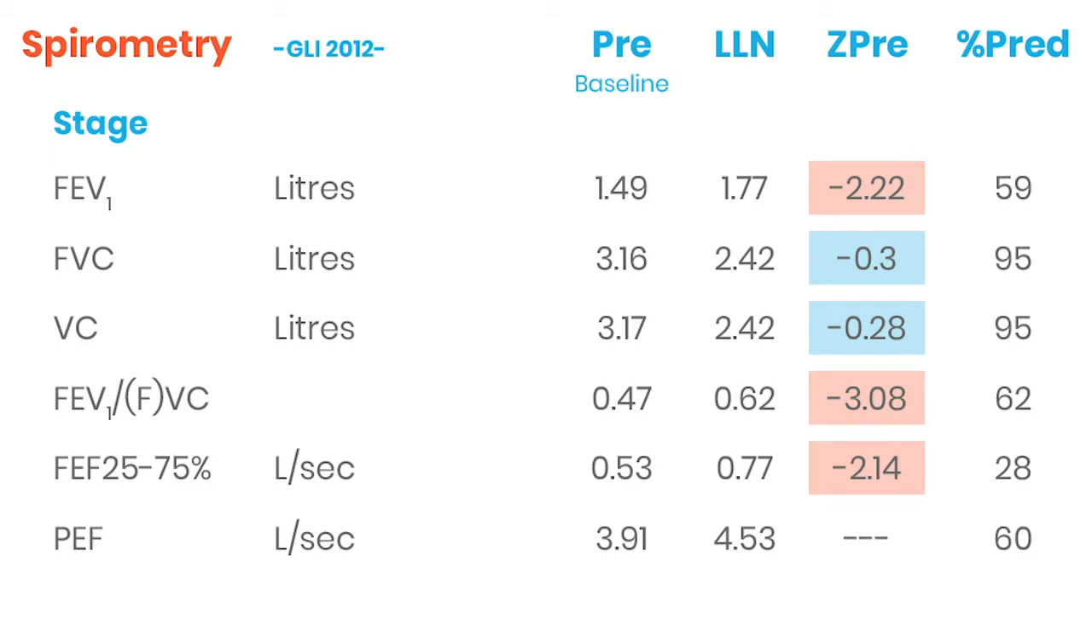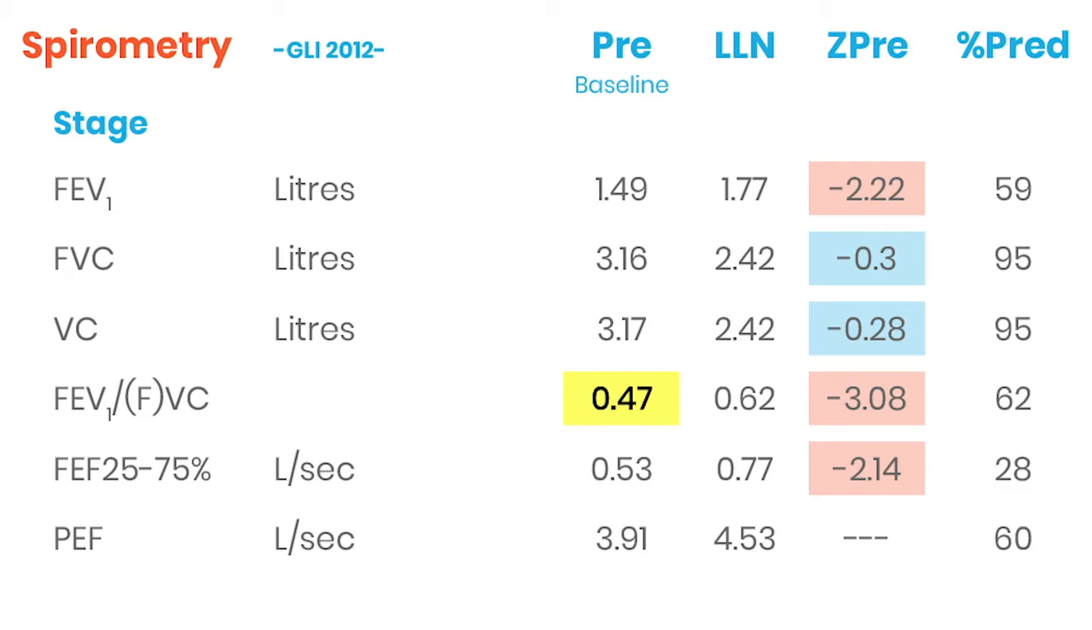So to step through this nice and slowly, the first thing that we want to look at is the ratio of the FEV1 to FVC. And you'll remember that if that ratio is 70% or greater, then it's normal, and that means there's no airflow obstruction. If it's less than 70%, there is airflow obstruction. And so here we can see that the pre-baseline result for the FEV1 to FVC ratio is 0.47.